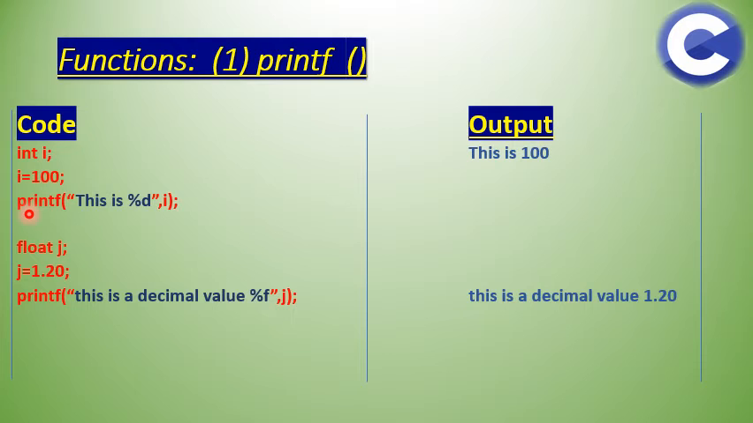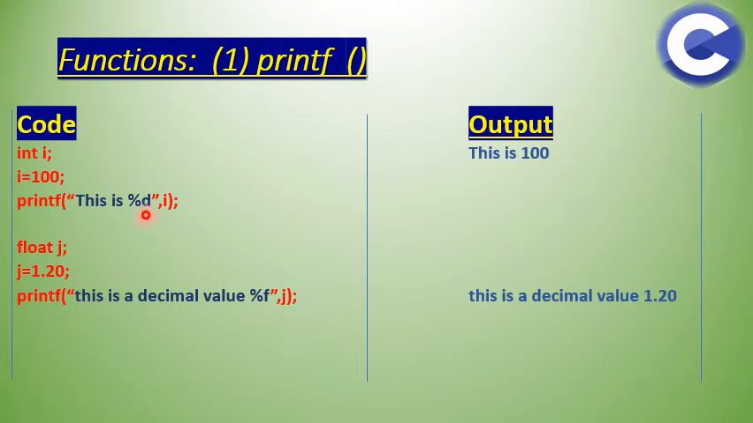Now I use my printf function. So here printf, then parenthesis, then in the double quotes I wrote "this is %d". Here %d is my format specifier and this format specifier is used for integer variable data. So what is this %d? After the data enclosed between the double quotes and after this comma, I wrote i.